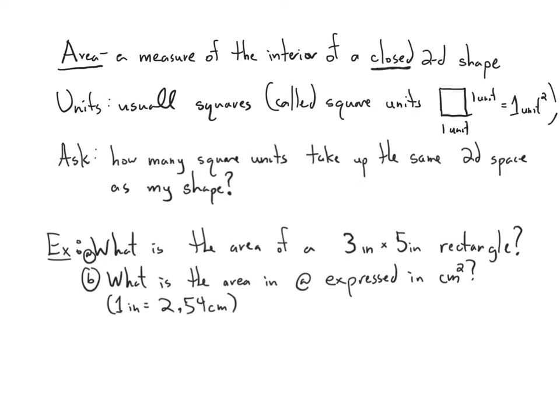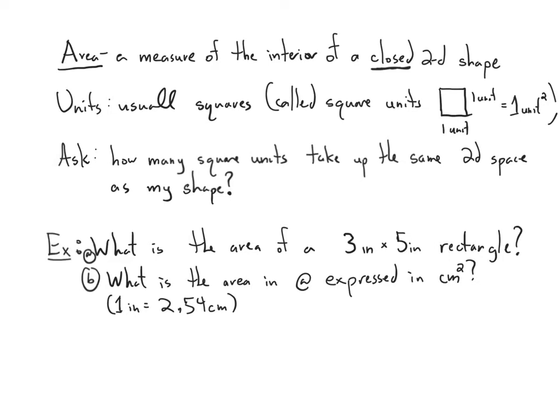But the way we do it, just like with any other measurement that we've been doing so far, is a comparison. We pick something, we call it a unit, and for the most part, the units that we'll be dealing with are little squares. So they're 1 unit by 1 unit squares, 1 unit on each side. We call them square units. We write it as 1 unit squared. We're thinking 1 unit for each dimension. We're in 2 dimensions. And what we ask is, of course, how many of these square units take up the same 2-dimensional space as the shape I have?